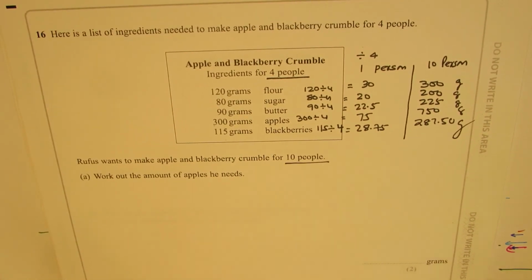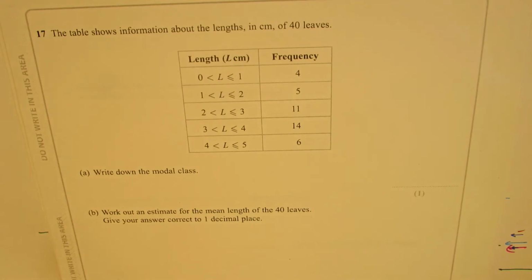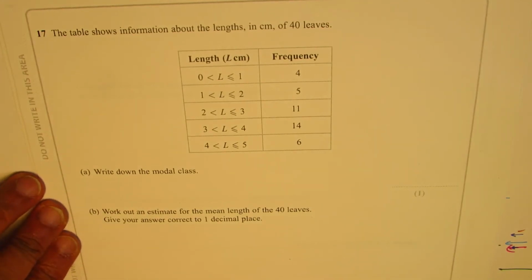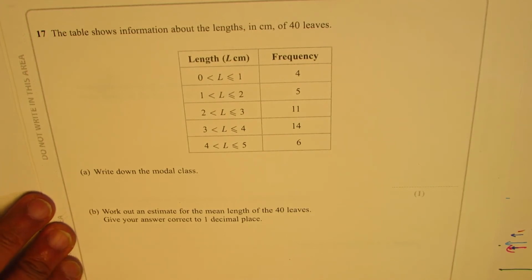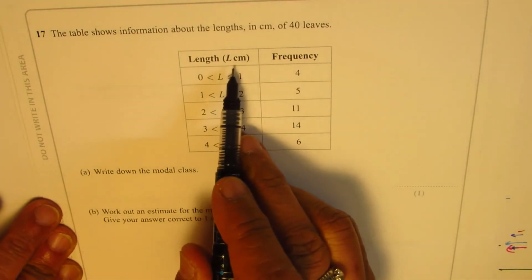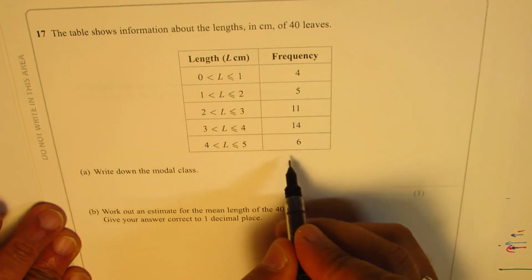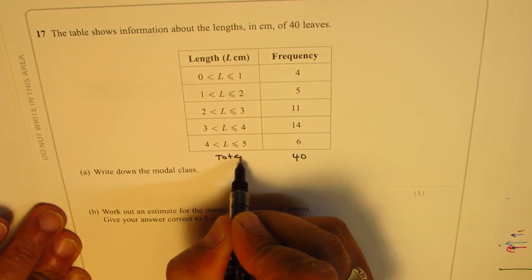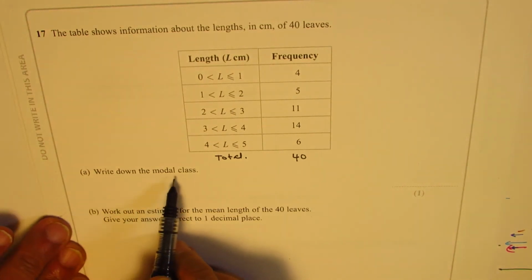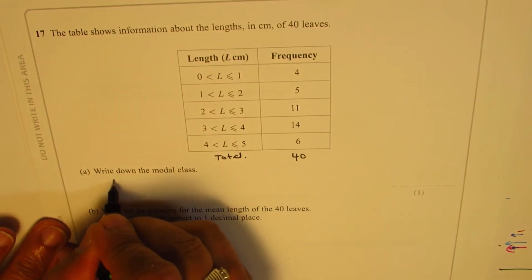So let's move on and take the next question, which is question number 17. The table shows information about the length in centimeter of 40 leaves. So length in centimeters, frequency. Total is 40, right? So this total is 40. Write down the modal class. Modal means most frequent.